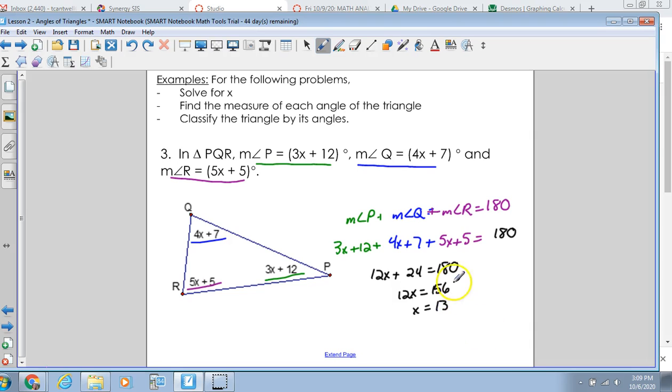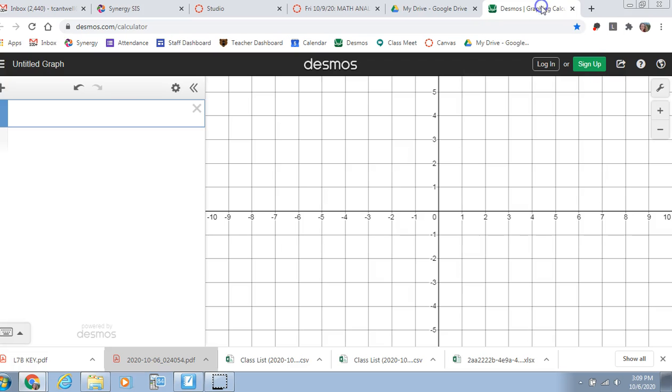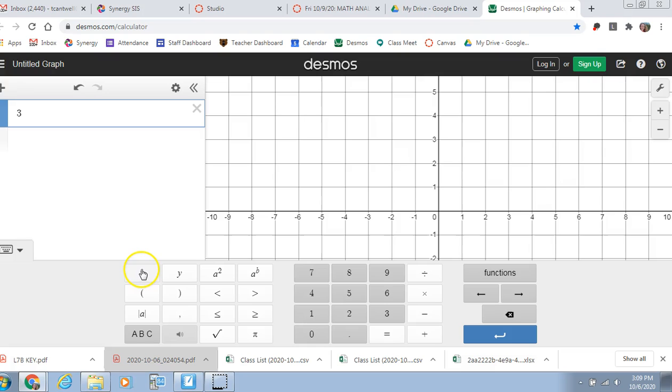Now I'm going to go over to Desmos, and I'm going to enter that same equation and just show you once again how to use Desmos to solve your equation. Now you have to write the equation first. You have to be able to set up your equation right here. Let's just head over to Desmos and enter that in. I am going to put my equation right here: 3x plus 12 plus 4x plus 7 plus 5x plus 5 equals 180.